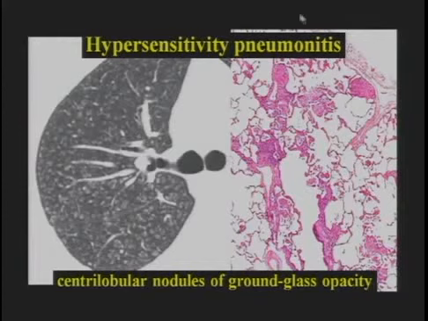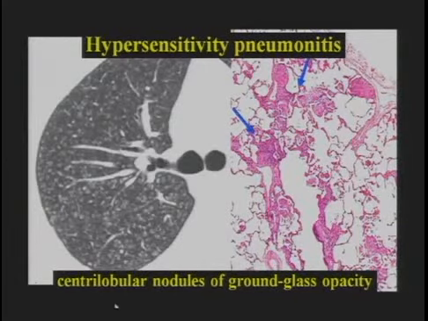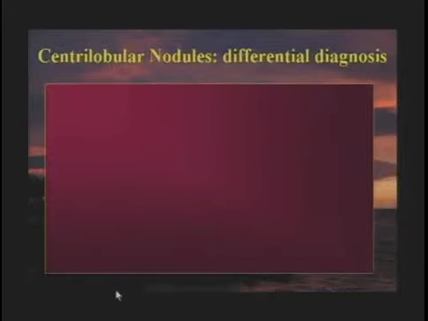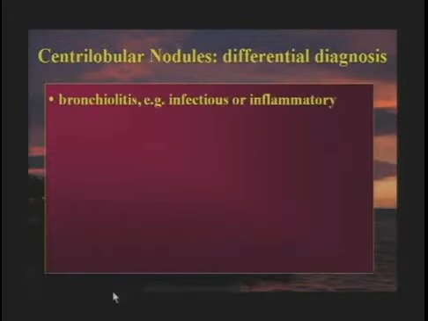And the histology associated with that, here an interlobular septum, a centrolobular bronchiole, and then a nodule or nodules of ill-defined granulomas surrounding the bronchiole. Differential diagnosis of this pattern, well, it's a little bit longer than the others.